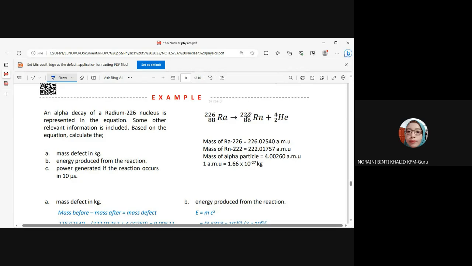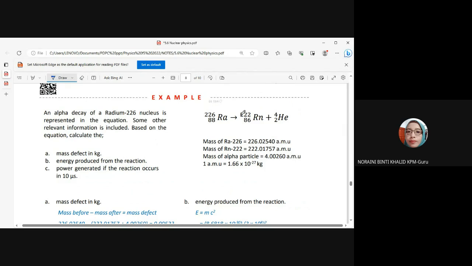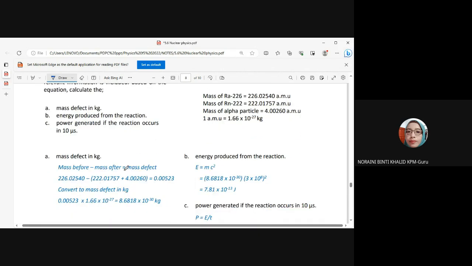Radium 226 decay to become radon 222, emit alpha. Okay, dia akan bagi mass dalam atomic mass unit. Macam ni. Memang agak panjang belakang decimal tu. Okay. Mass of alpha, 1 AMU ialah 1.66 times 10 power negative 27. So what you do, you need to find the mass defect. Totalkan saja radium punya, then equals to mass before ialah radium, mass after ialah radon and helium atau alpha. Okay, jadi you minus, you dapat 0.00523. Jangan rounding off sini.